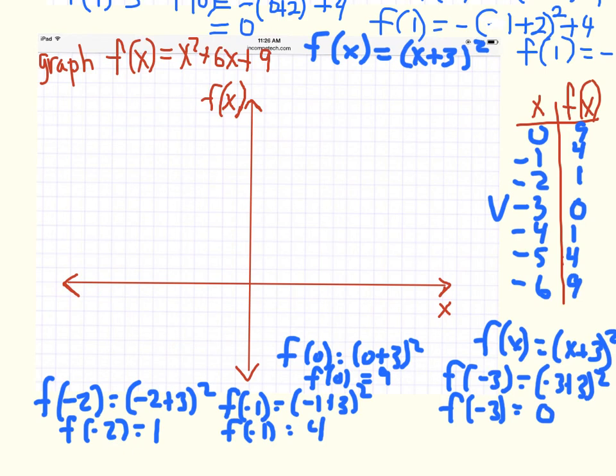So again, this is just really like the very first graph we did, where it starts on the x-axis, except it's slid over 3 to the left. It's got a horizontal shift to the left. So I've got negative 3, 0, and then I've got negative 2, 1, and negative 4, 1, and then I've got negative 1, 4, and over here I've got negative 5, 4, and then I've got 0, 9, and I've got negative 6, 9. So that makes my parabola look like so. And that's the end of the lesson.